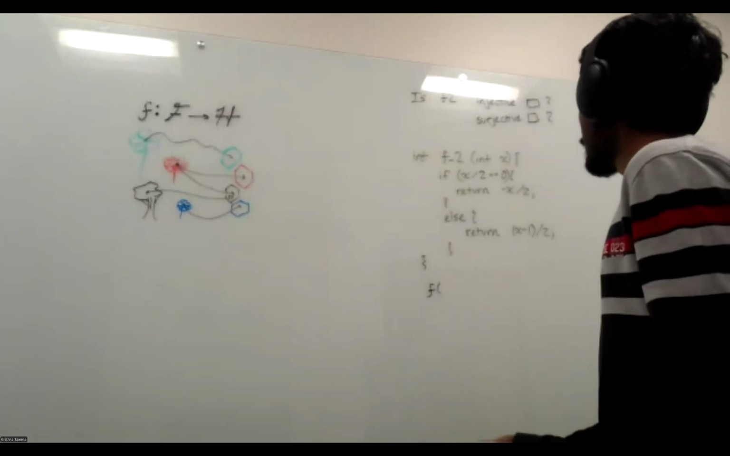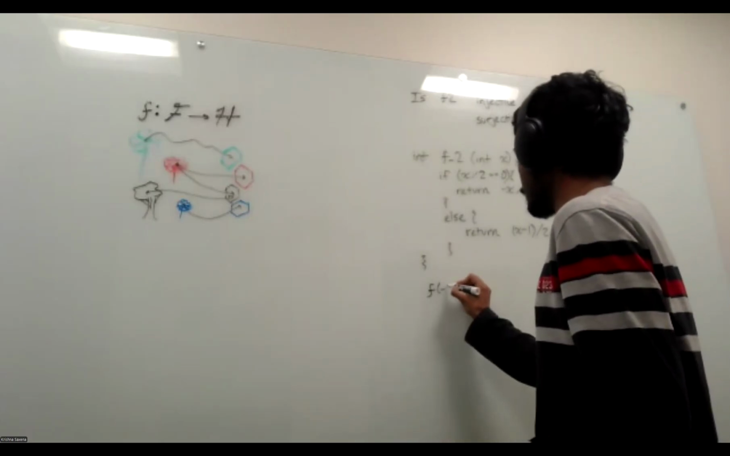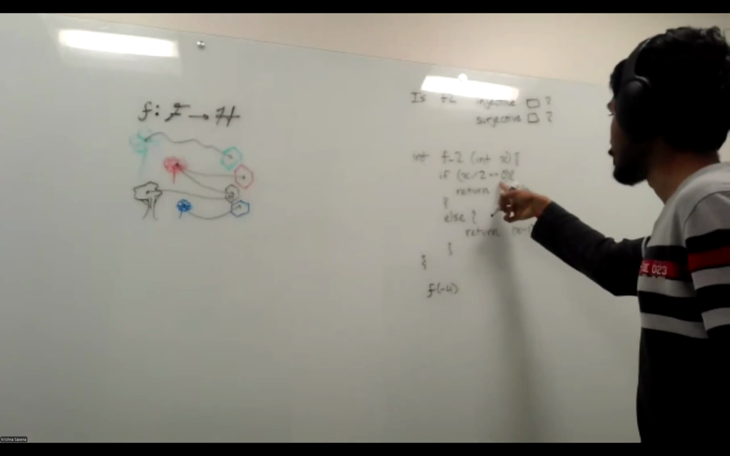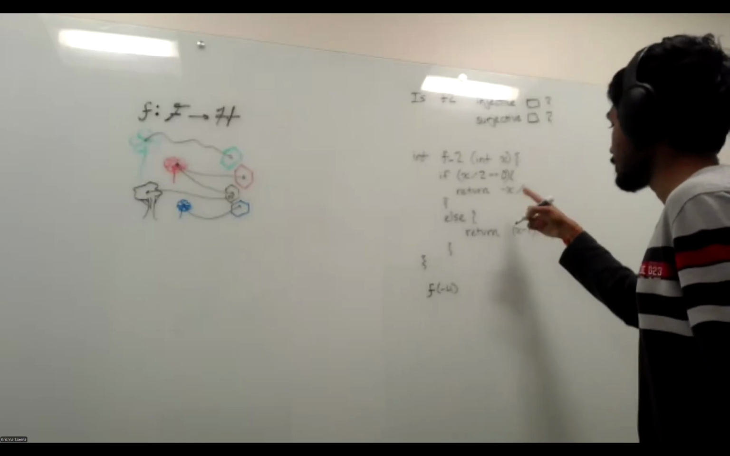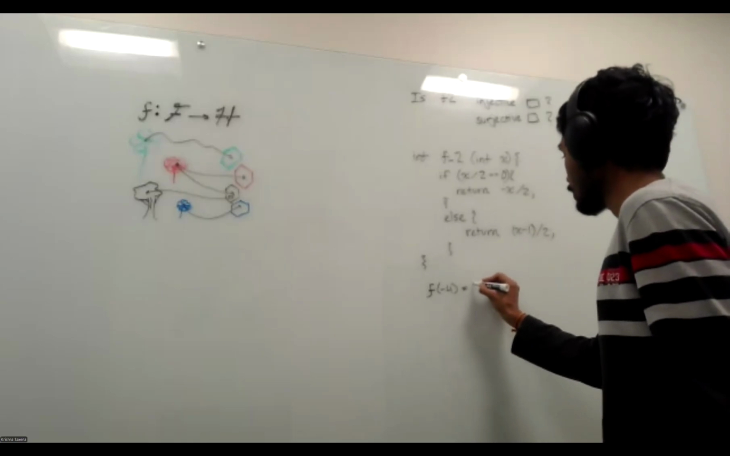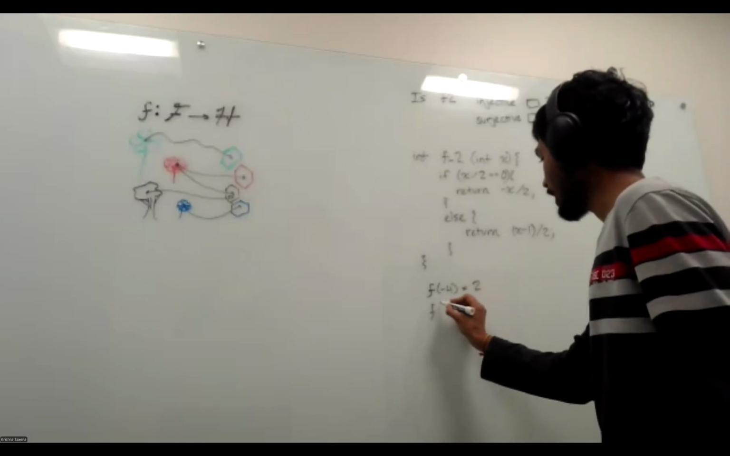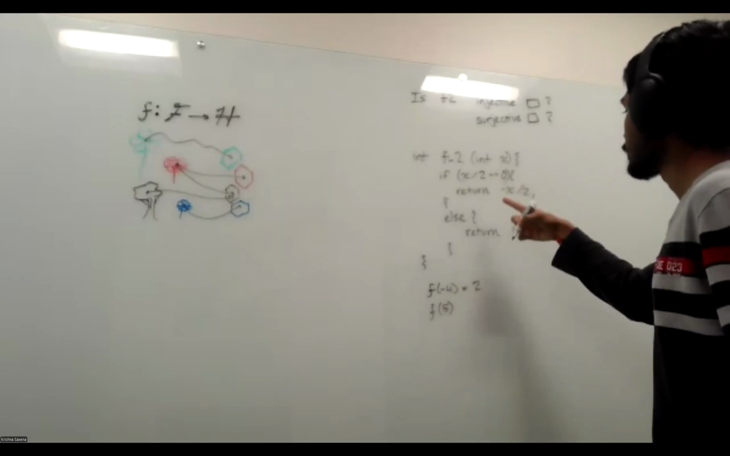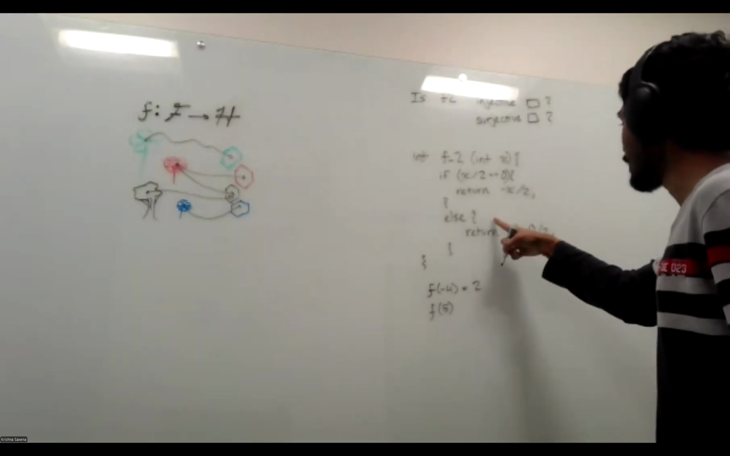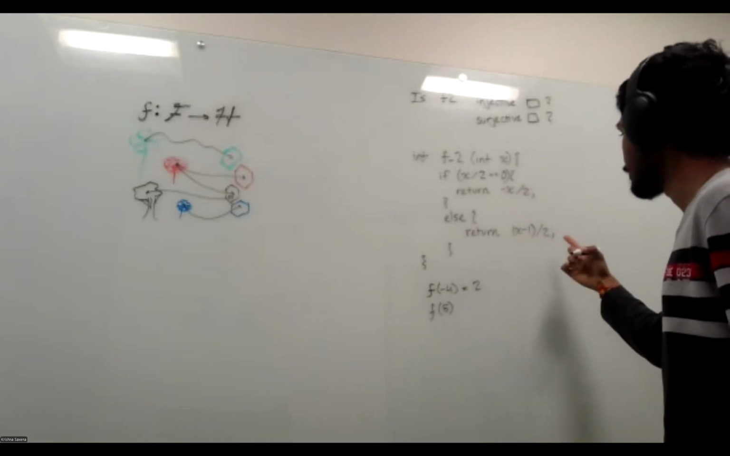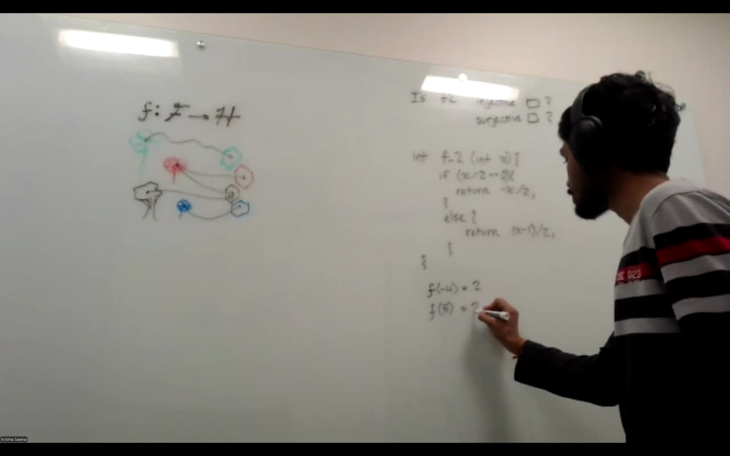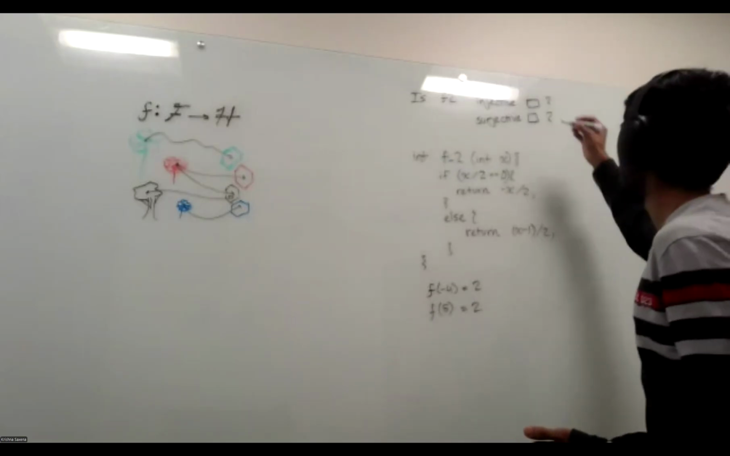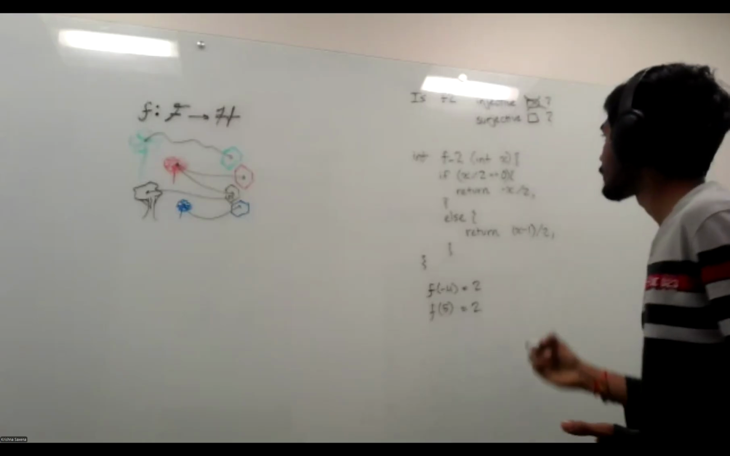So let's start with f2 of negative 4. Since that's an even number, x mod 2 is 0. That's going to be negative 4 over 2, which is 2. What about f2 of 5? It's not even, sorry, it's odd. So 5 minus 1, quantity over 2, is 4 over 2. That's also 2. So we have a counterexample, which shows that f2 is not going to be injective.